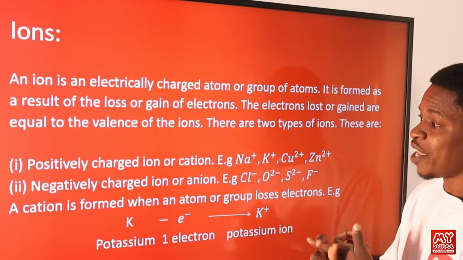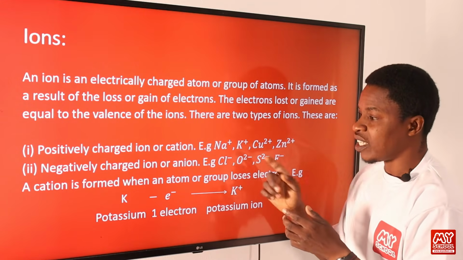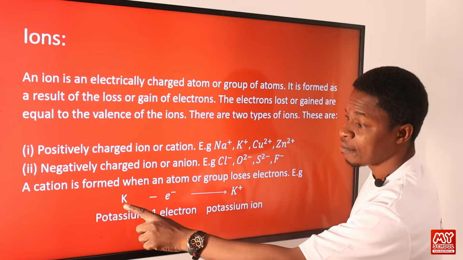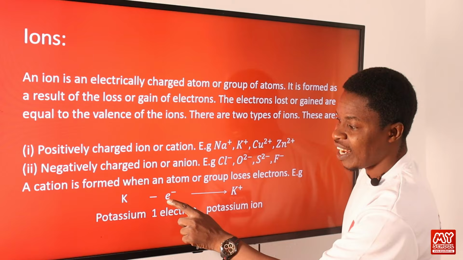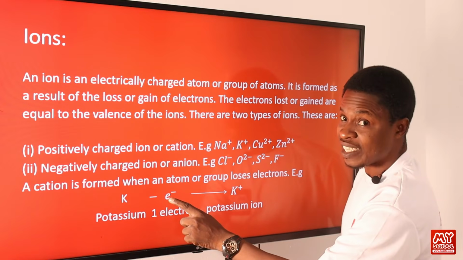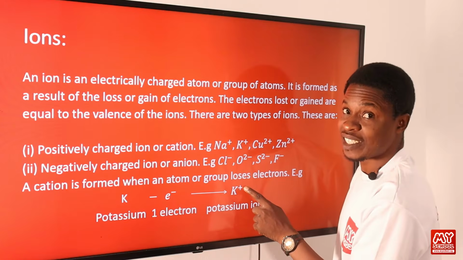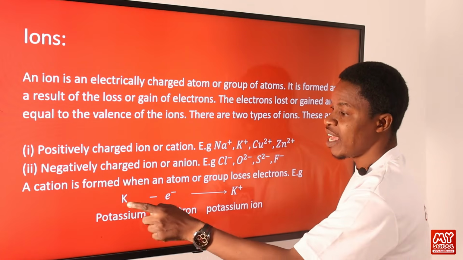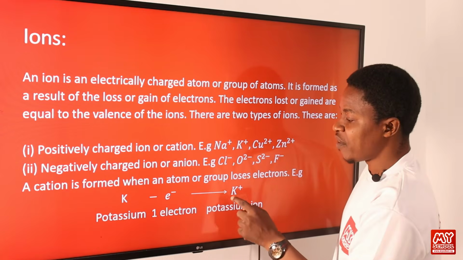Negatively charged ions are what we refer to as anions. You always see them having a negative charge. So you can see potassium here losing one electron, and like I said, once a metal loses an electron, it will become positively charged. The same goes for sodium: Na minus e minus, losing one electron, we have Na plus.